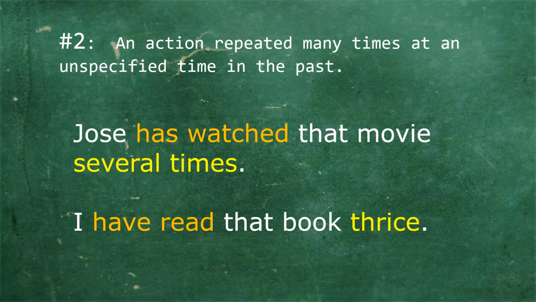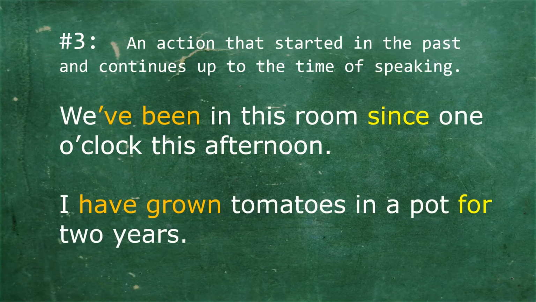Situation number 2. We also use the present perfect for an action that was repeated many times at an unspecified time in the past. So we have the sample sentences for this. Jose has watched that movie several times. I have read that book thrice. And situation number 3. An action that started in the past and continues up to the time of speaking. Examples. We've been in this room since 1 o'clock this afternoon. I have grown tomatoes in a pot for 2 years.